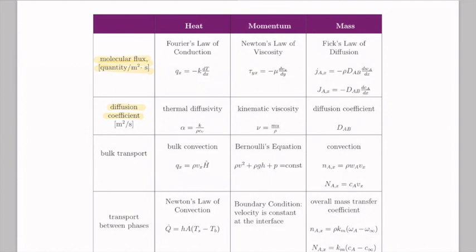Finally, we see transport between phases, like heat going from a solid cast iron skillet into liquid water. And in that instance, there's always a resistance to transport. And so understanding what the boundary condition is at that interface enables us to make accurate calculations.